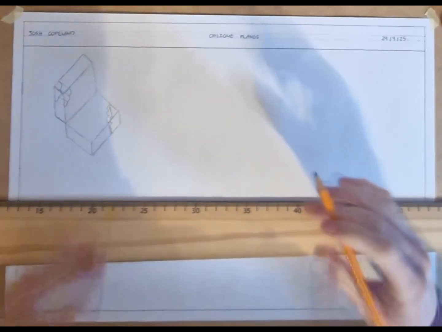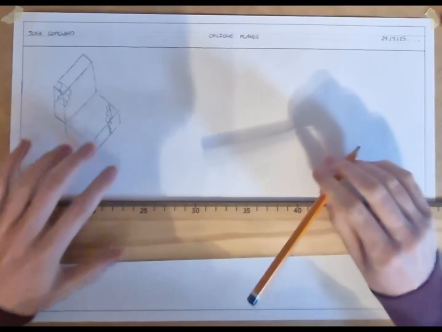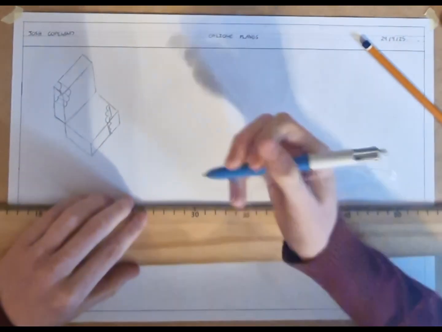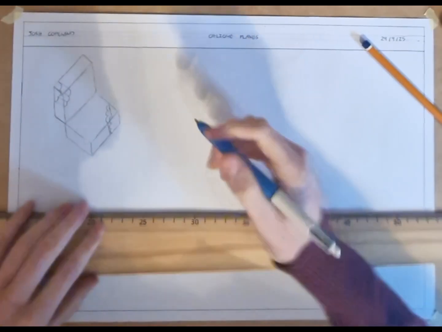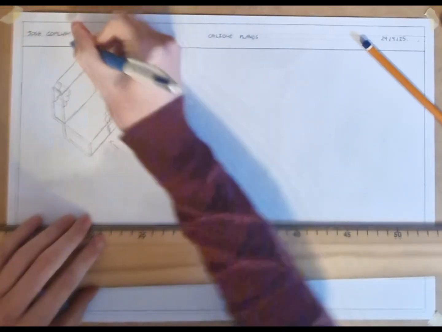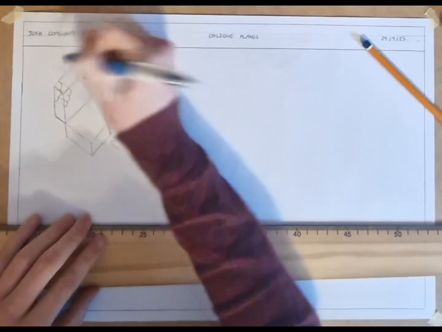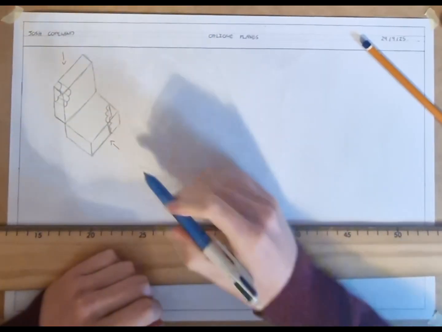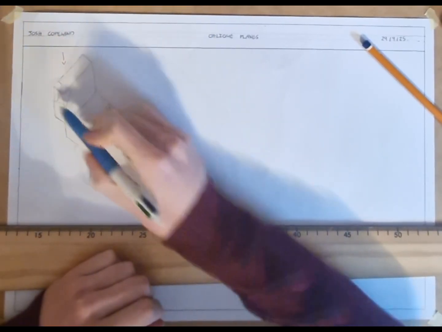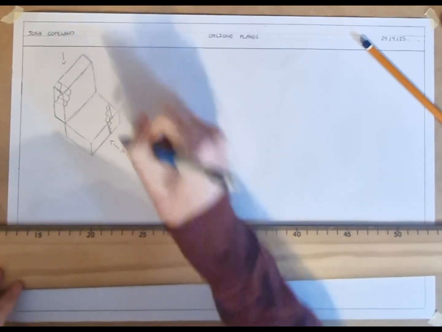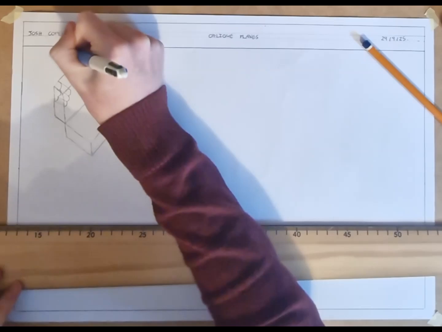So what we're going to do now is we're going to label a couple of things. The first thing we're going to do is we're going to get our pen or your pencil, and we're going to put an arrow in this direction, and we're going to put an arrow down in this direction here. Because when you're looking down in this direction, we're going to see our plan view, and when you're looking in this direction, you're going to see your front elevation. So this is going to be the direction of arrow A, and this is going to be the direction of arrow B.